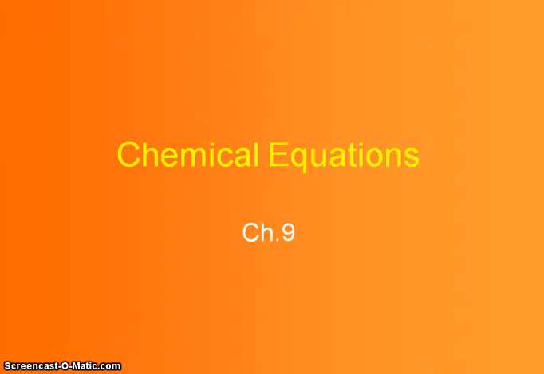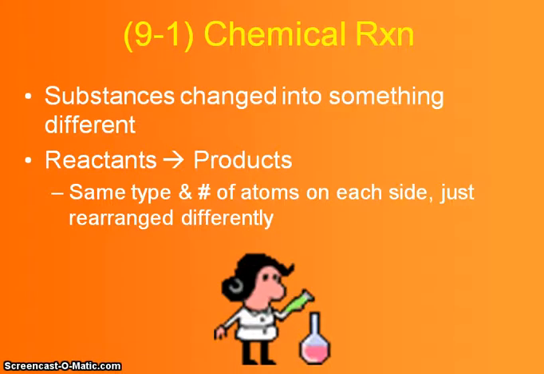Chapter 9 is on chemical equations. Chapter 9, Section 1 introduces chemical reactions as substances reacting to be changed into something different. So you have to produce something new with a chemical reaction. Reactants are typically listed on the left side of the equation, and then the products are listed on the right side with an arrow or yields symbol in between.